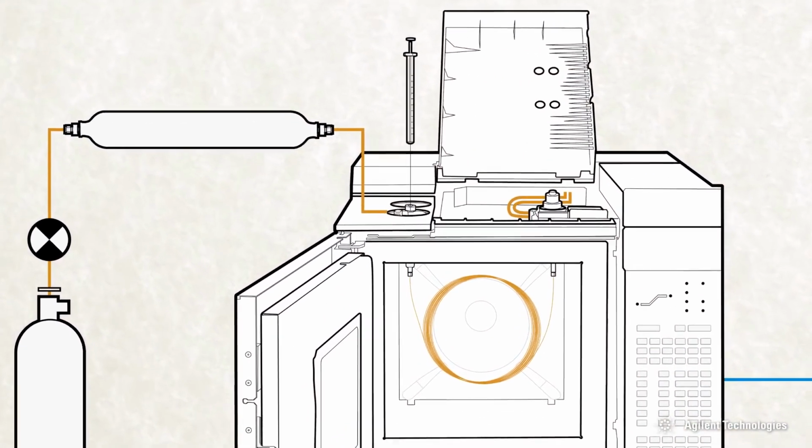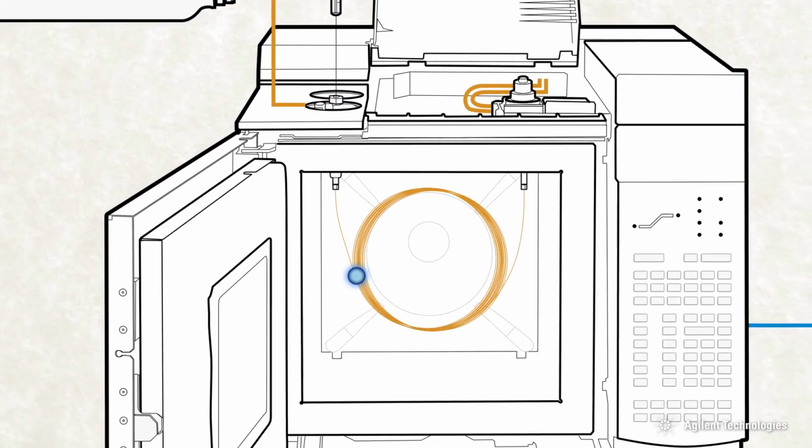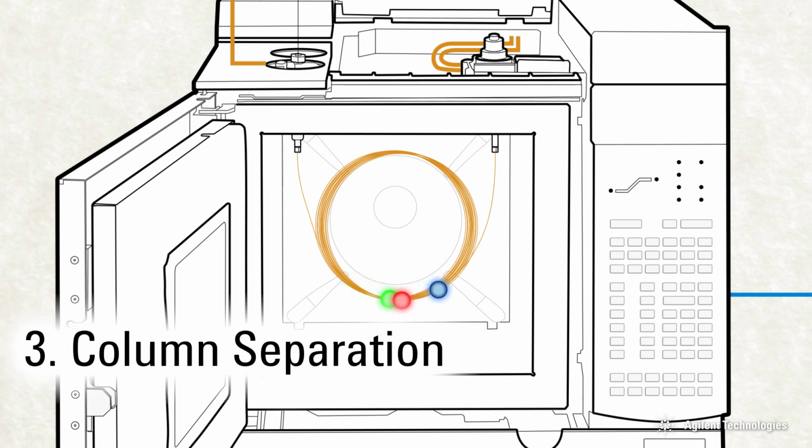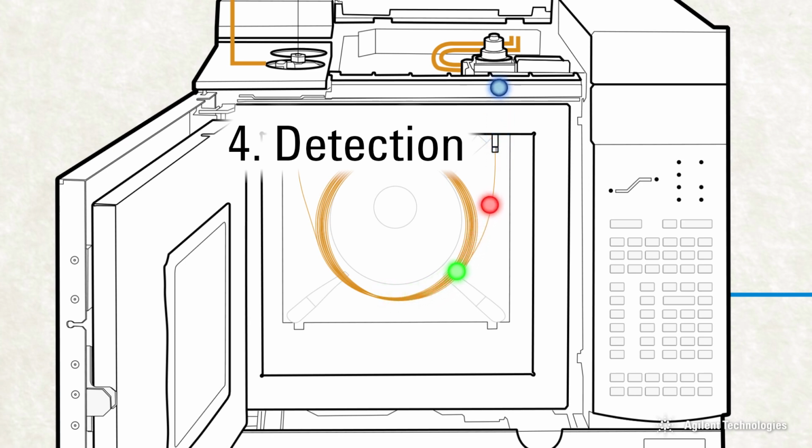The injection step involves rapid vaporization of a liquid sample with subsequent mixing with the carrier gas and introduction into the GC column. The analytes are then separated in the GC column with a variety of physical and chemical separation mechanisms. After the separation of the analytes, they are individually measured in a GC detector that converts some chemical or physical property into an electrical signal.